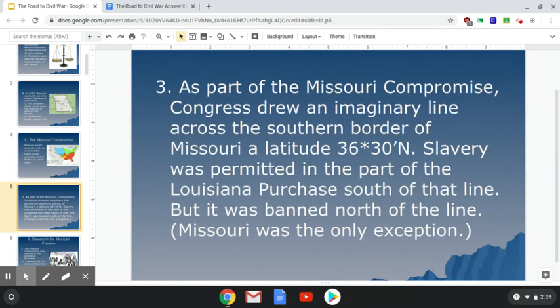As part of the Missouri Compromise, Congress drew an imaginary line across the southern border of Missouri at latitude 36 degrees 30 north. Slavery was permitted in the part of the Louisiana Purchase south of that line, but it was banned north of that line. So Missouri was the only exception.